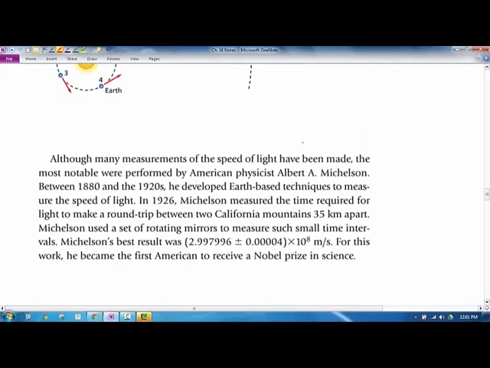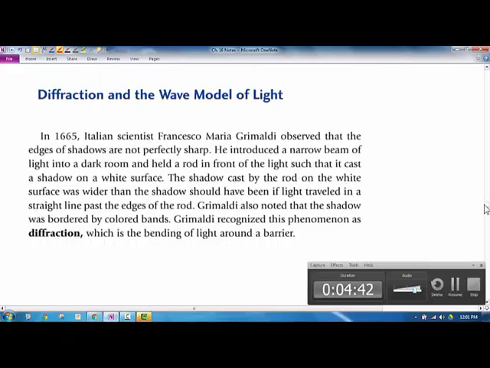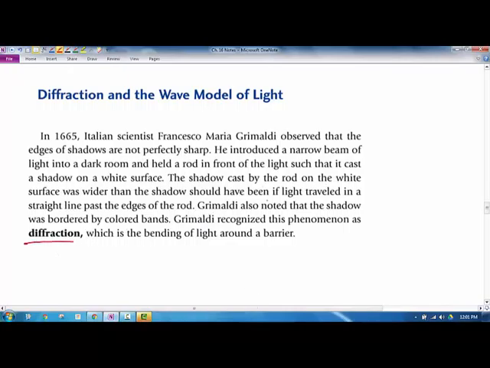All right. Another one is by Michelson in 1926. He measured the time it takes light to make a round trip between two mountains that were 35 kilometers apart and found a pretty accurate value for the speed of light there as well. And he won a Nobel Prize for it. I think it's pretty cool. I would take some time and read about diffraction as well and how it was first discovered.